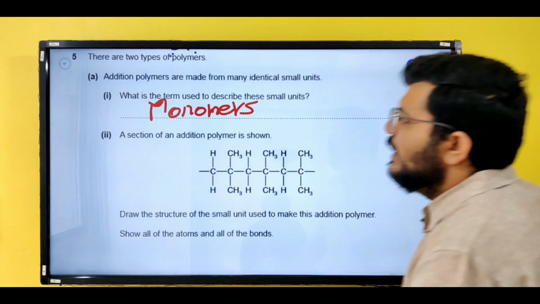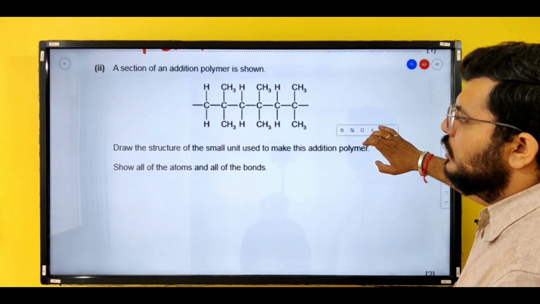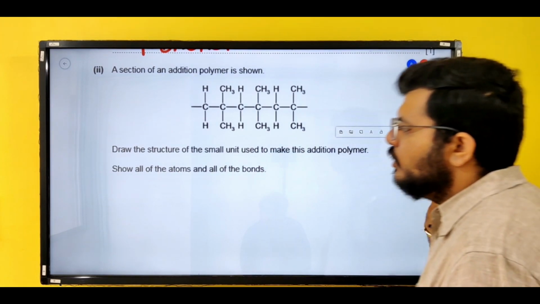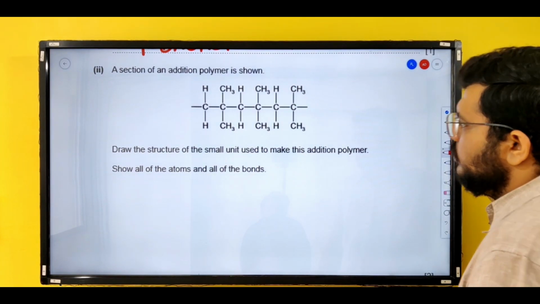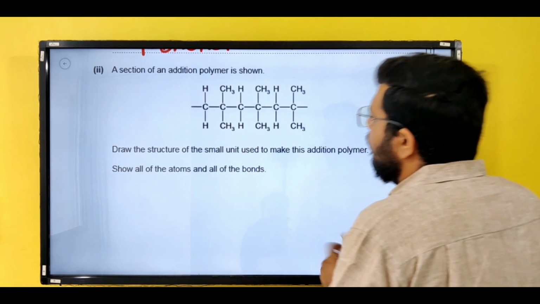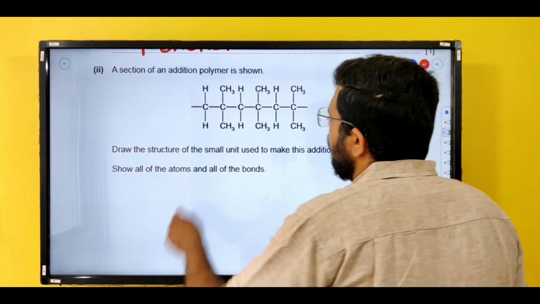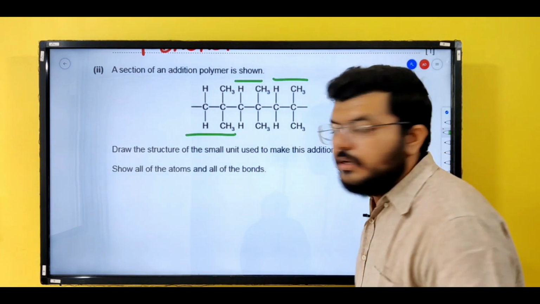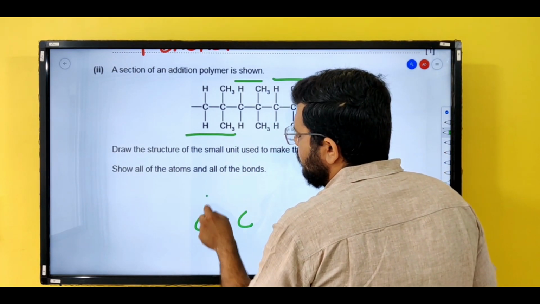Okay. A section of an addition polymer is shown. Draw the structure of small units used to make this addition polymer. Show all of the atoms and all of the bonds. It's very simple. So what do you do? Because it's an addition polymer, we have to identify where the double bond was. Now if you look at the compound, you can easily identify that this part is repeated again and again. So the simplest thing you do is draw this part like this.